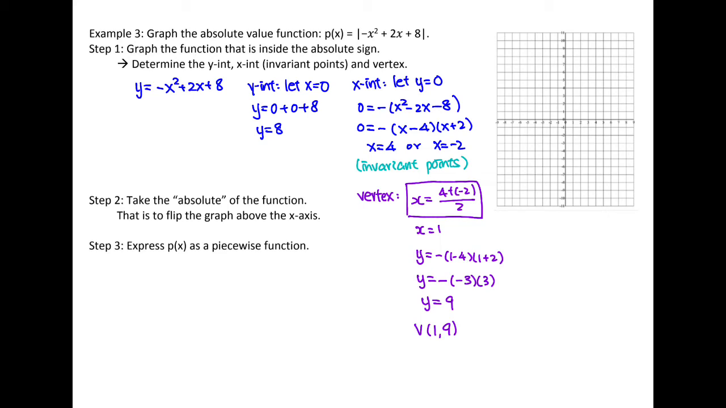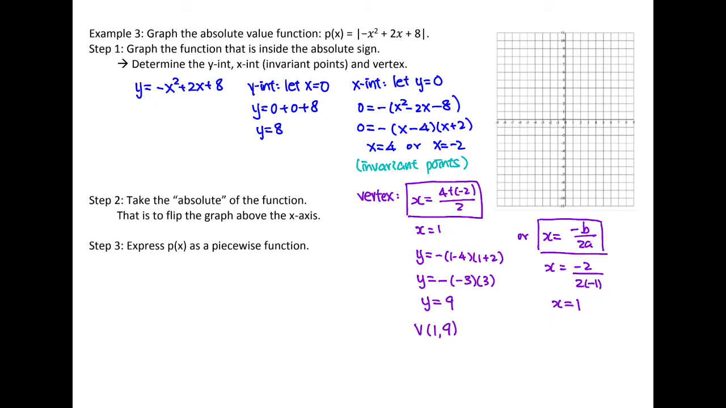Method 2. We also can use the formula x equals -b over 2a to find the x value of the vertex. The values of a and b can be found from the standard form. A is the coefficient of the x squared term, which is -1. B is the coefficient of the x term, which is 2. Substitute the values of a and b into the formula, we can get x equals 1.